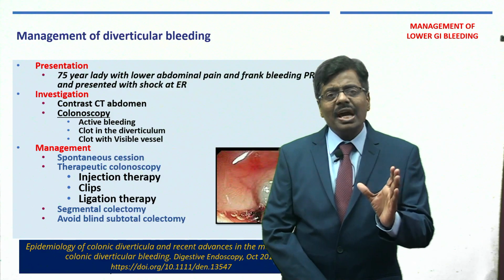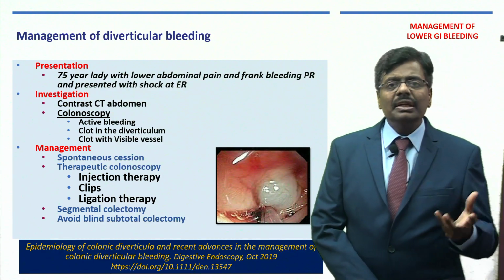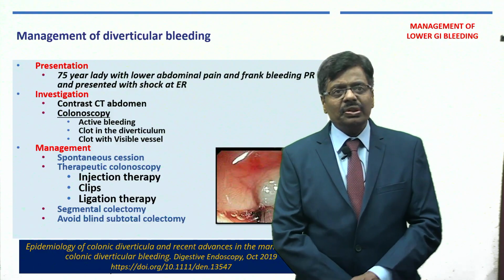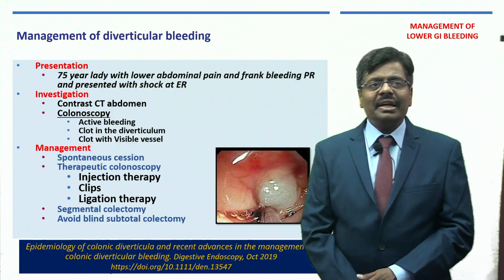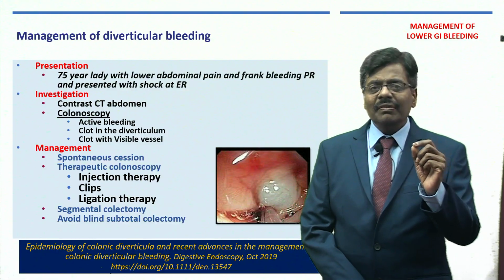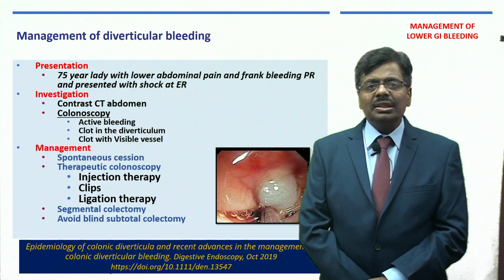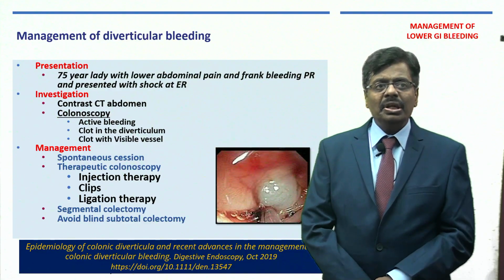Let me just share with you 3 or 4 case capsules to consolidate the points I wanted to discuss with you. Coming to the first important thing is a case of a diverticular bleed. Here is a case of a 75-year-old lady with lower abdominal pain with a frank blood PR, and she presented with a shock. So, of course, a major bleed.